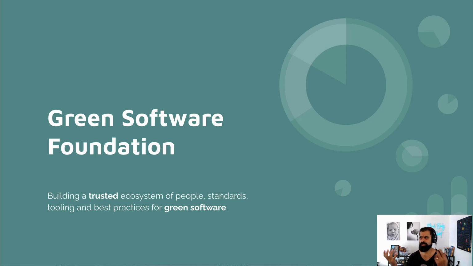And we also need to know how to score an application. What are the things you need to do? What are some ideas for how to actually reduce the SCI score of your application? What are the best practices? That's what we're working on in the Green Software Foundation.